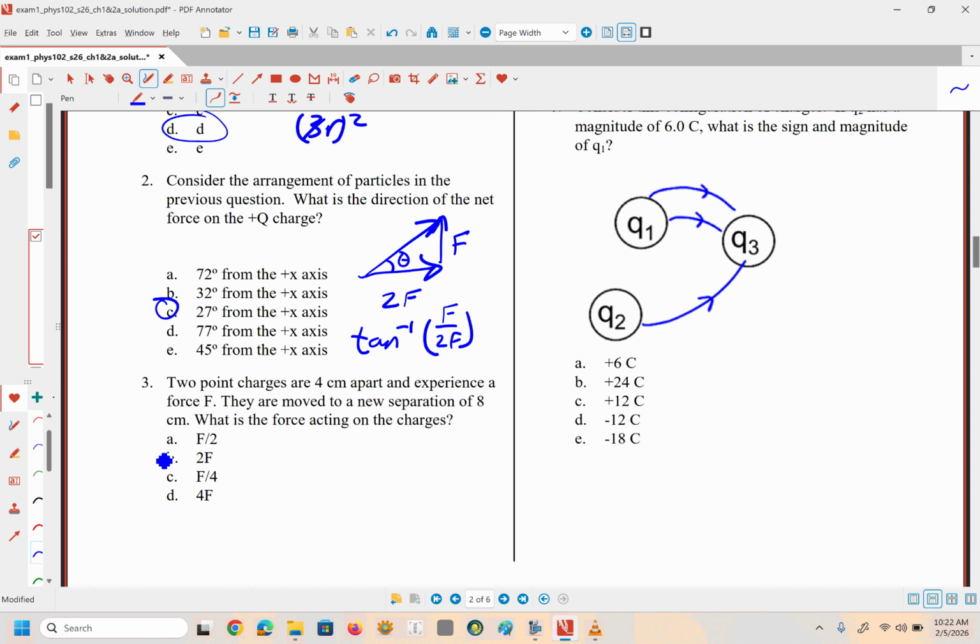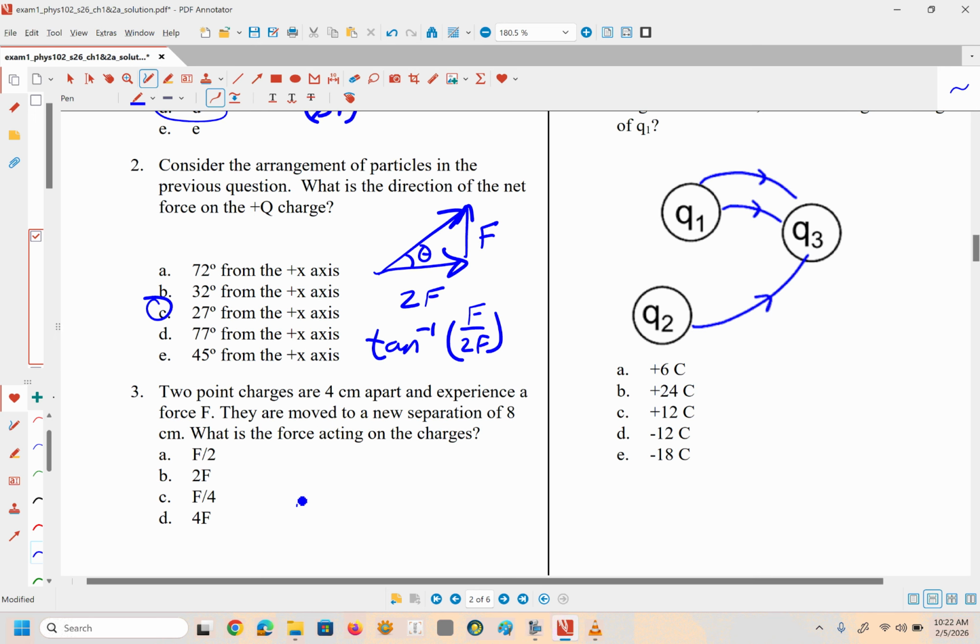Okay. Two point charges 4 centimeters apart experience force F. Now that separation is doubled. So the force is equal to KQQ over R squared. If I double the separation, that means I get a factor of 4. So C is the right answer there.